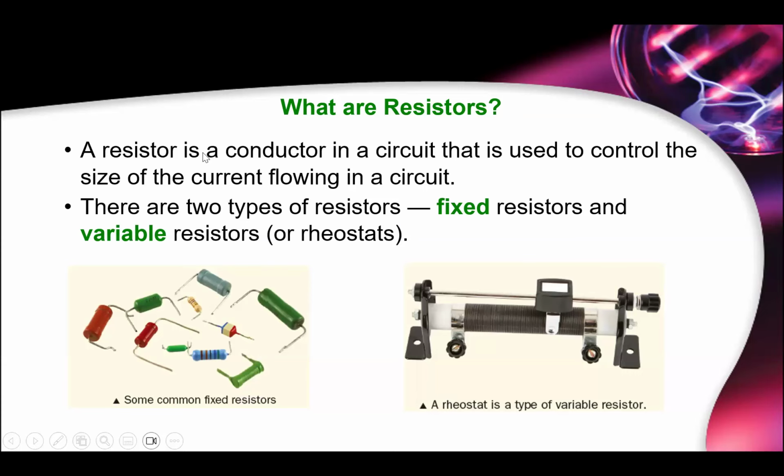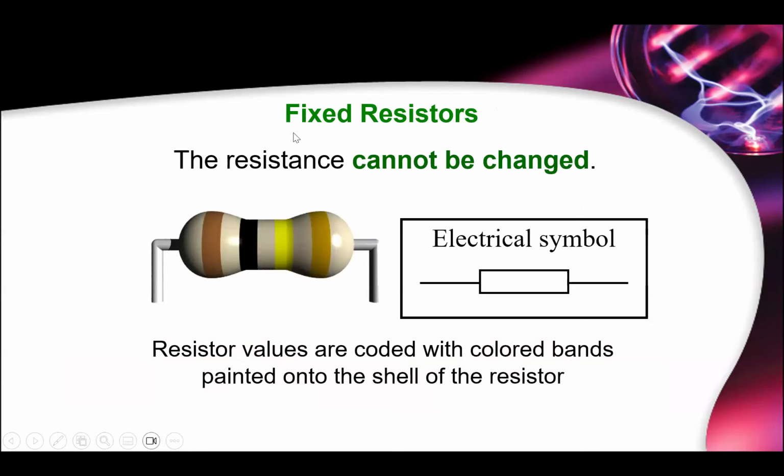So what are some of the components in a circuit that give rise to resistance? We have something called resistors. We have fixed resistors and variable resistors. Fixed resistors look like this, and variable resistors look like this. For a fixed resistor, the resistance cannot be changed. The symbol for a fixed resistor is just a long rectangle box.